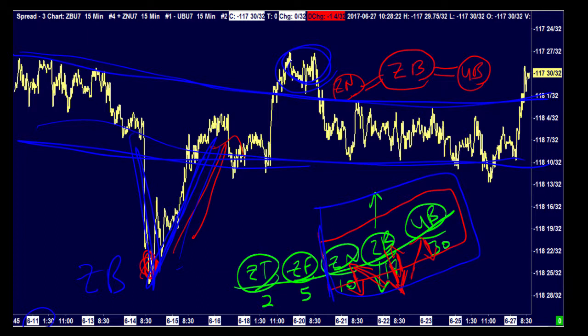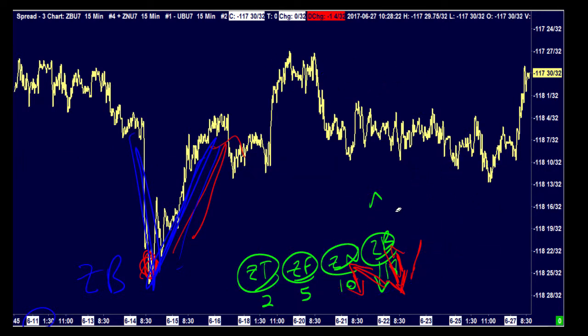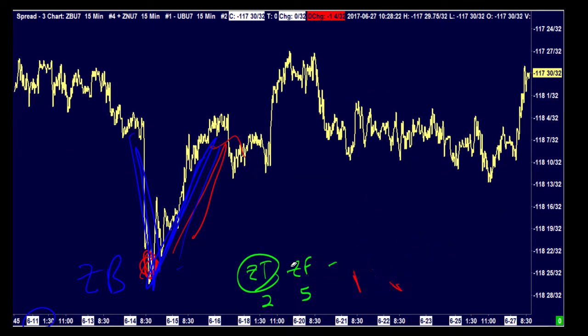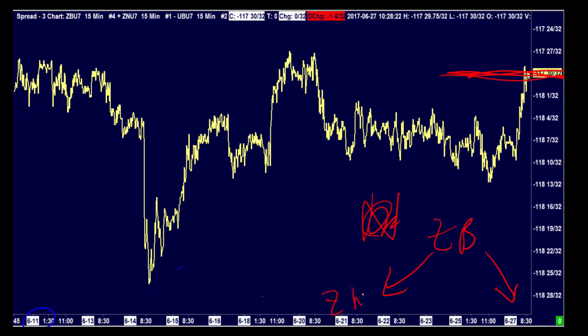Now, I know I did a lot of drawing on this chart, so let me simplify things for you and take all these markings off the chart. If you need to watch that again, just go ahead and rewind. Right now, what you'll notice is the ZB is very, very expensive. When it gets up here, the ZB is expensive relative to its neighbors, the ZN and ZF, as we already covered.